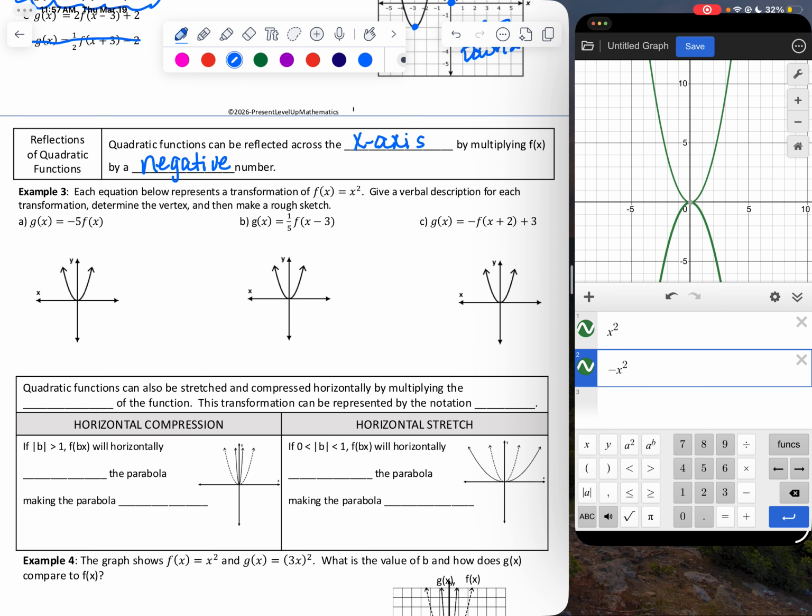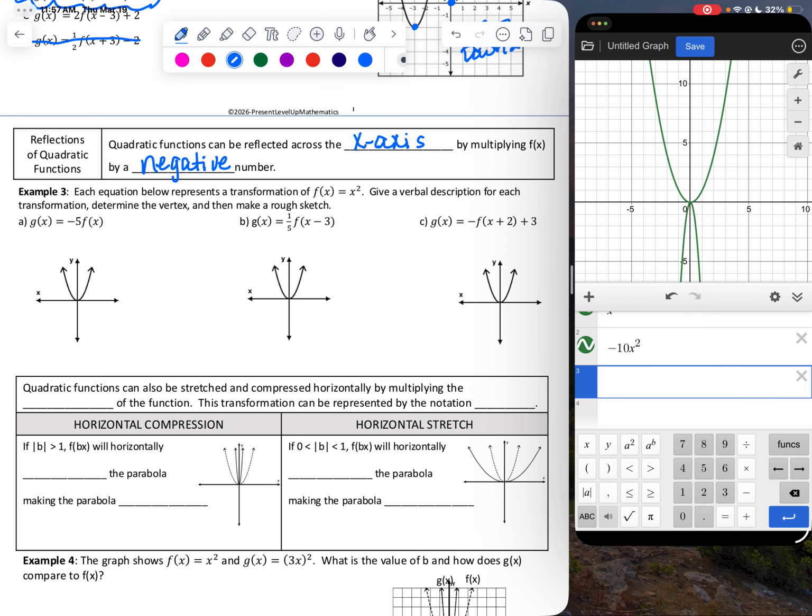What if I had negative 5 or negative 10x squared? Let's do that. So it still opens downward, but it's going to be very narrow. What if I had negative 0.2 x squared? Negative 0.2 would make it wider, and the negative would make it open down. So anytime you have a negative, you're going to reflect across the x-axis.